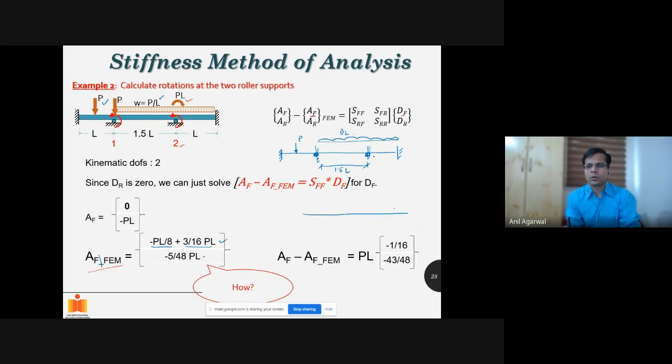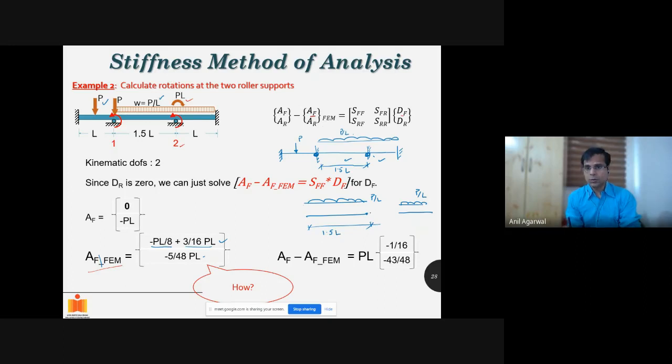Now I'm looking at member 2 and member 3, this member and this member. Let me create a slight gap here. This is member 2, this is member 3. Now, of course, W, that is equal to P by L, is acting on both of them. The length of this member is 1.5 L.